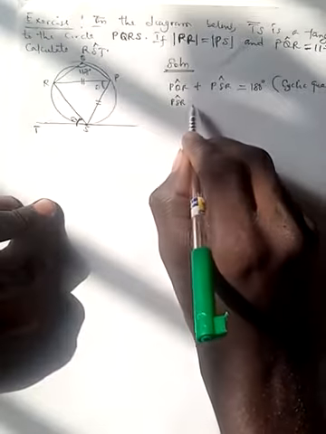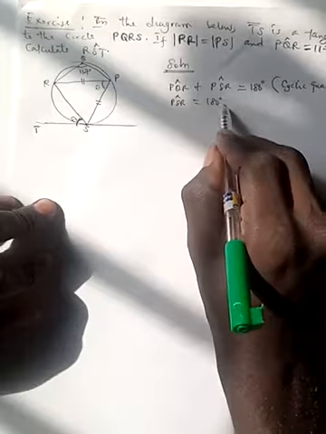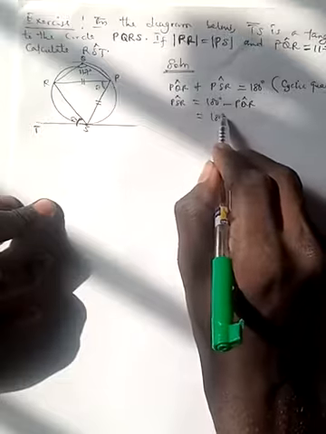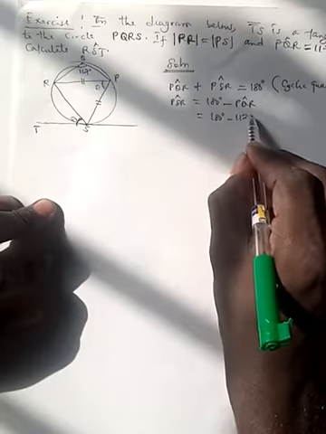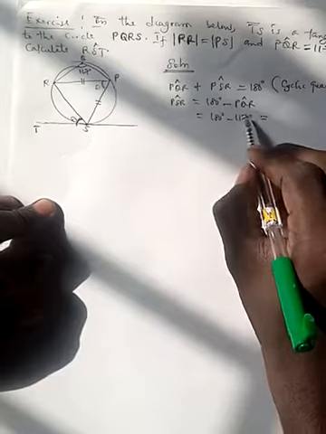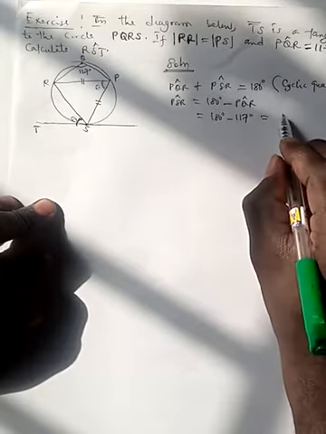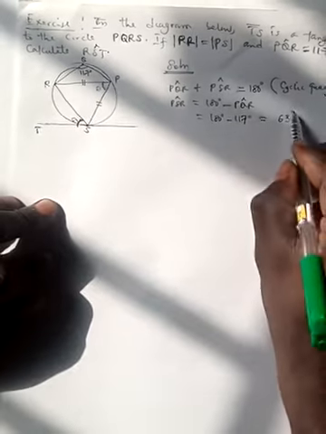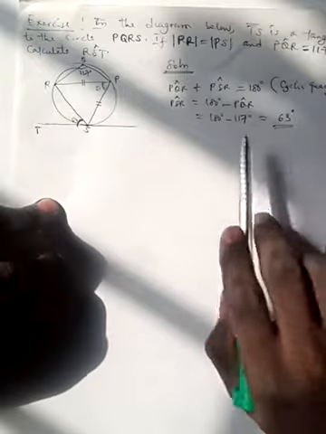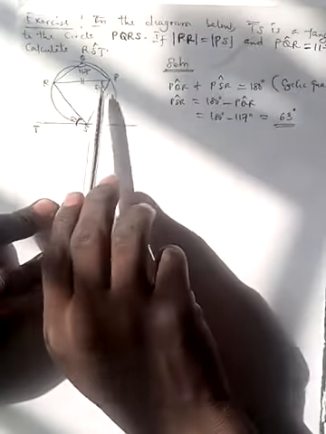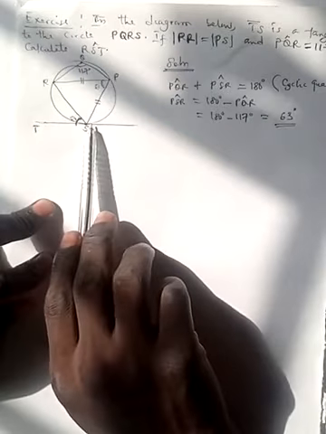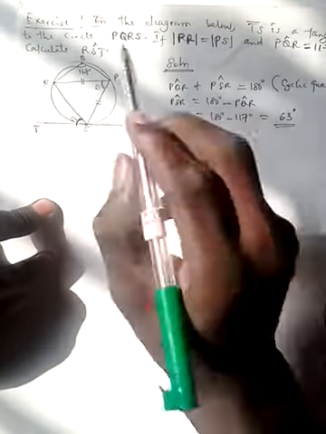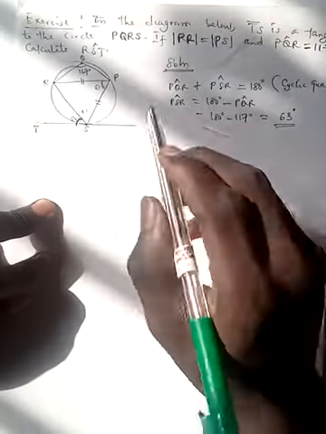So meaning that PSR will be equal to 180 degrees minus PQR. We know that PQR is 117 degrees. So 180 degrees minus 117 degrees should be 63 degrees. So we now know that PSR equals 63 degrees.